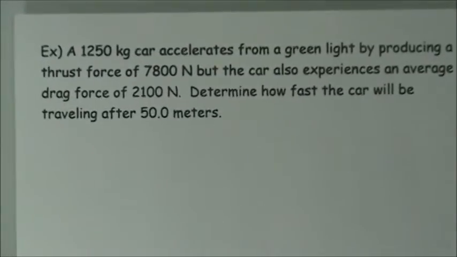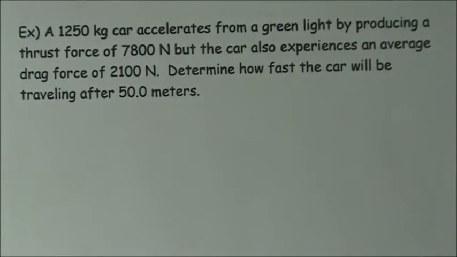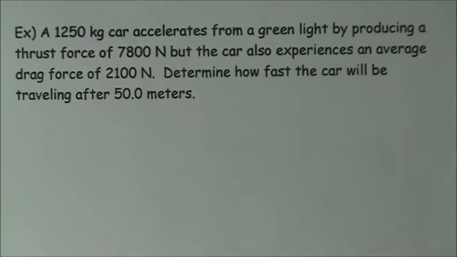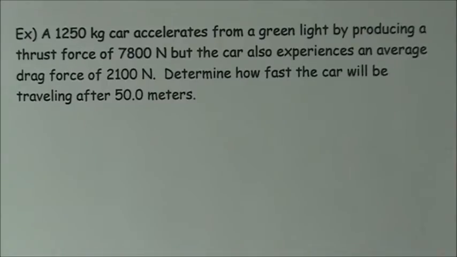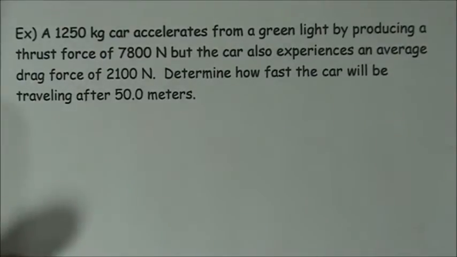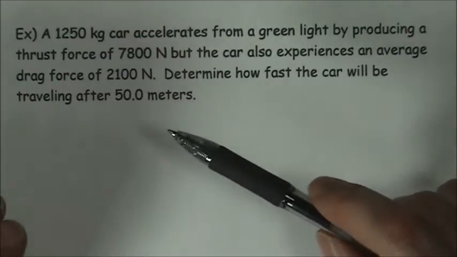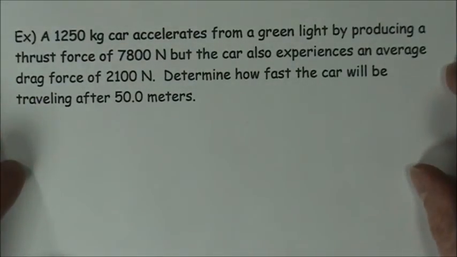So we'll get rid of this one, and in our second example, we're going to have a 1,200 kilogram car accelerate from a green light by producing a thrust force of 7,800 newtons, but the car also experiences an average drag force of 2,100 newtons. And what we're being asked to do is to determine how fast the car will be traveling after it's gone 50 meters. So in this problem, let me just show you how we would have done it in the old way.